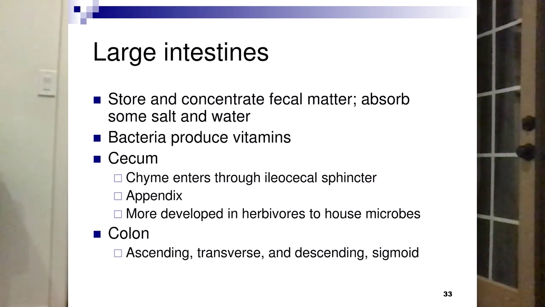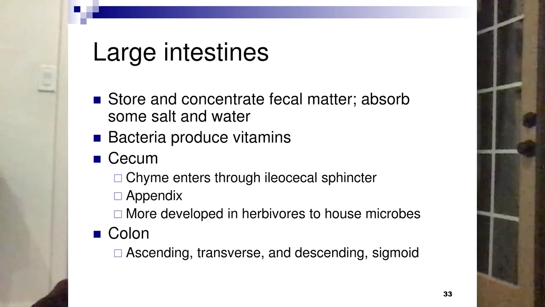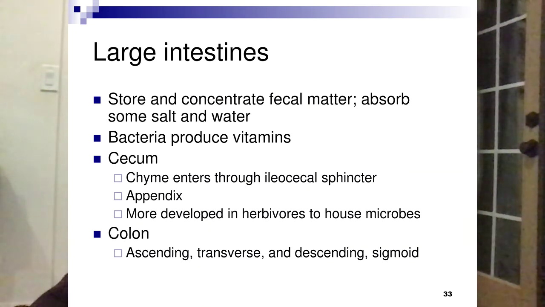So the large intestine's job is to concentrate that waste product, dry it out, and compact it into fecal matter. The way it dries it out, though, is it can absorb more salt and water. Okay, and we do have bacteria associated with our large intestines that can help to form the vitamins that we have. So some of the food stuff that we can't digest can be formed into vitamins.